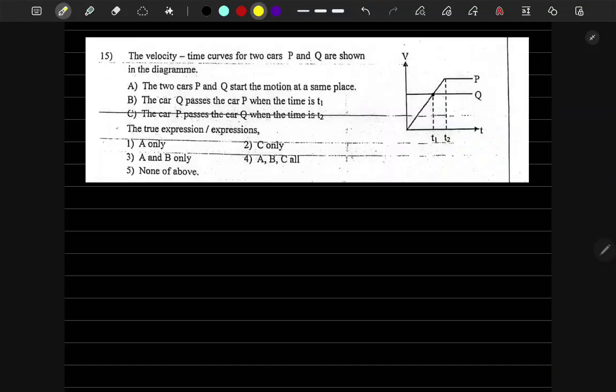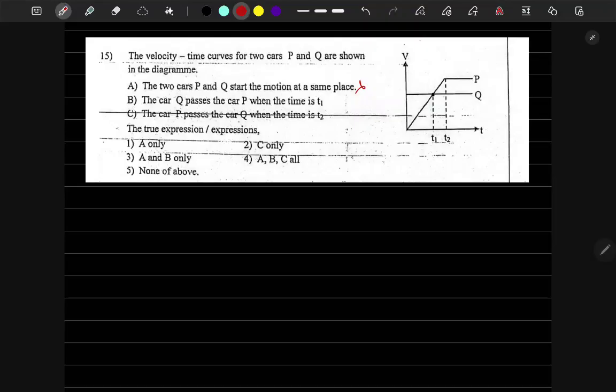Question number 15. Now in this question, as I mentioned before, the thing that we must take into mind is that the velocity time curves do not give the position of an object or the displacement of an object. So the statement A, that can be true, but from the diagram given we cannot say that P and Q start their motion at the same place. So that is false. Then statement B and C.